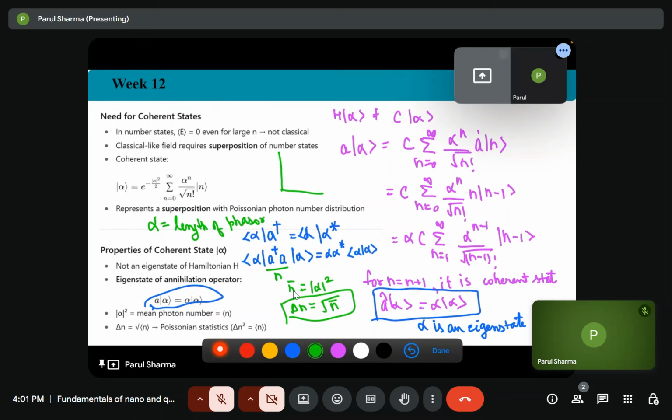Let me spell this. Where we saw this. Okay, and n is the average number of photons. So what is the conclusion there? So we constructed this equation, that is alpha equals to exponential.